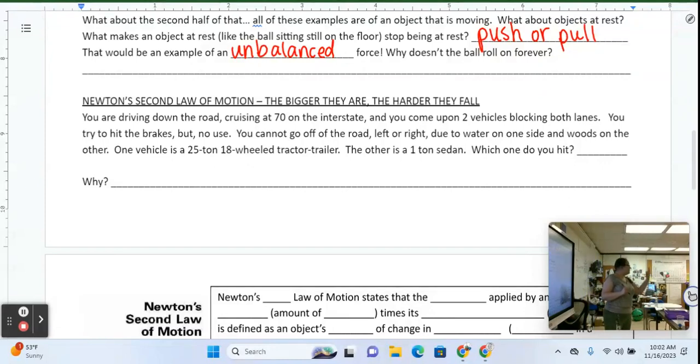So we've got two unbalanced forces that are pulling on it or pushing on it. What are they? Friction and gravity. And then it also could just hit something.